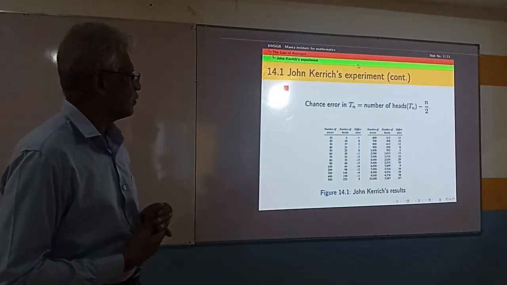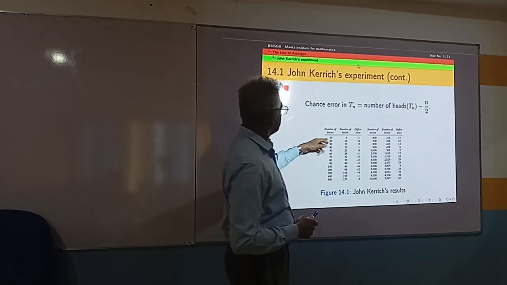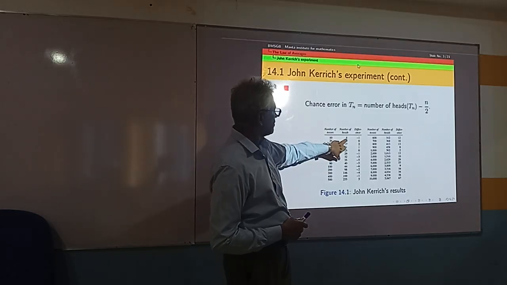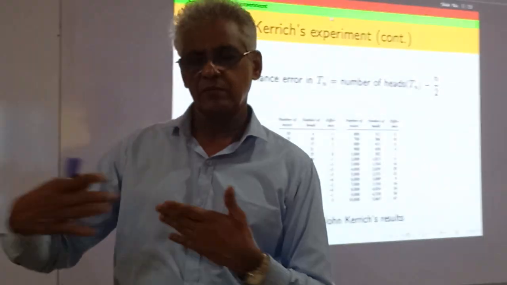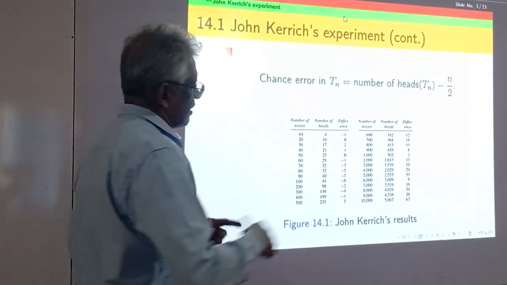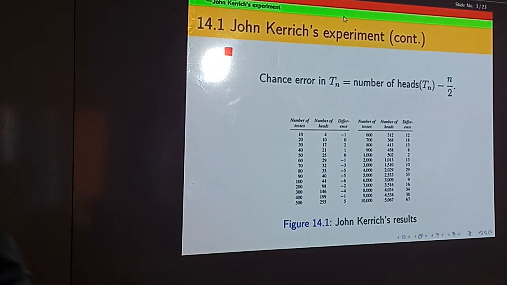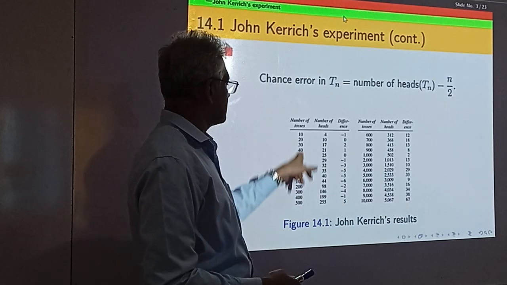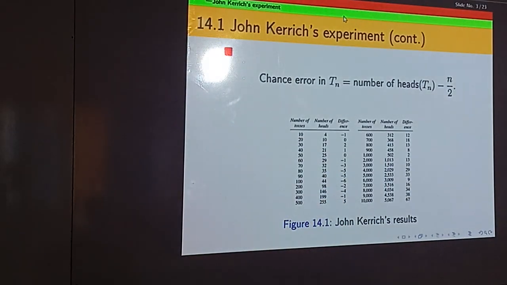So these people have calculated the chance error when, for example, they had n equal to 10. By that time, he had seen 4 heads, but we expect 5 heads by that time. So therefore, the chance error at that point is negative 1. So like that, at each step we can find out what the chance error was. Then we can plot the chance error versus n. Right? So that's what they have done here.